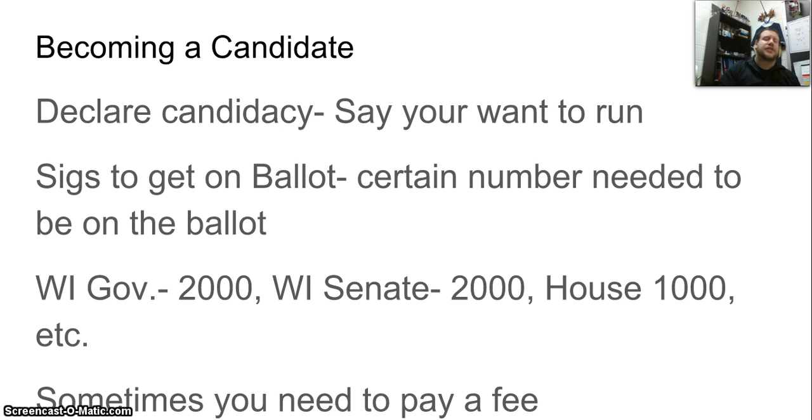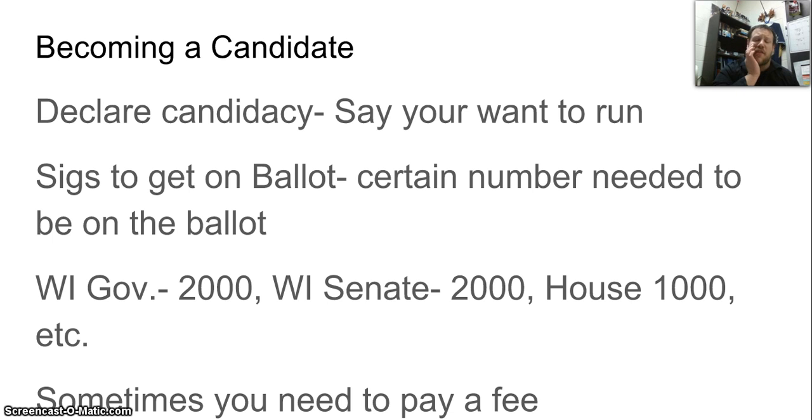So here in Wisconsin, no matter if you were Trump or Bush or Kasich or whoever, Bernie Sanders, Ted Cruz, whoever it is, they had to get a certain number of signatures to be on the ballot. Also, sometimes you have to pay a certain fee to be on the ballot as well. So here in Wisconsin, to be the Wisconsin governor, all you need is 2,000 signatures on a petition, and you're good to go.